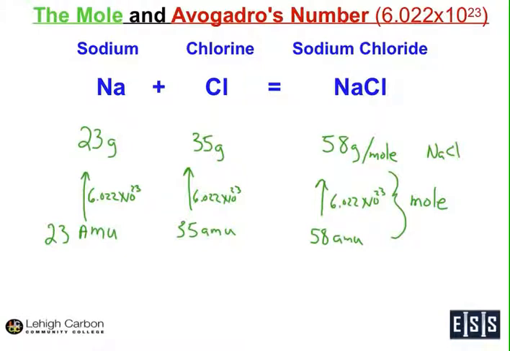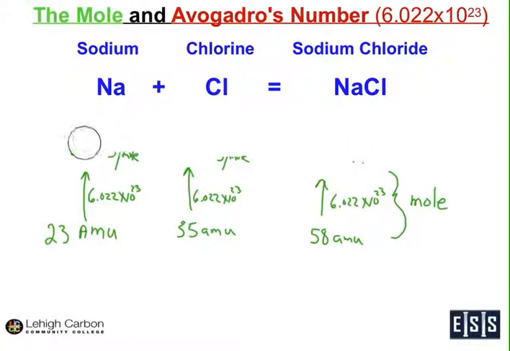Same thing with chlorine. A mole of chlorine atoms weighs 35 grams. And a mole of sodium atoms will weigh 23 grams. So it makes a very convenient way to look at these values. Let's take another example using this information.